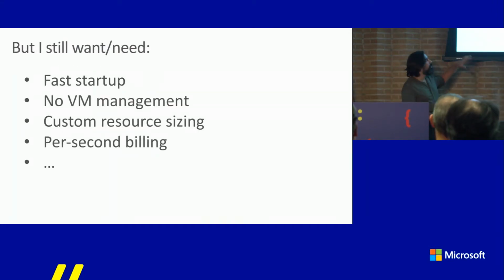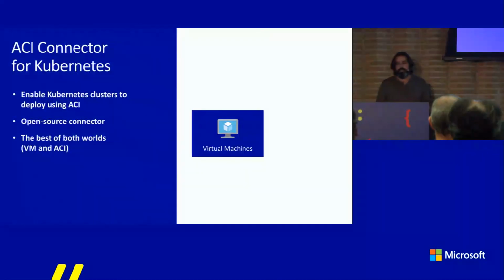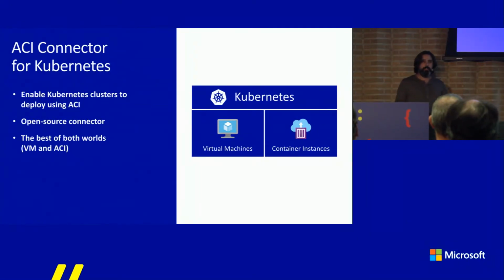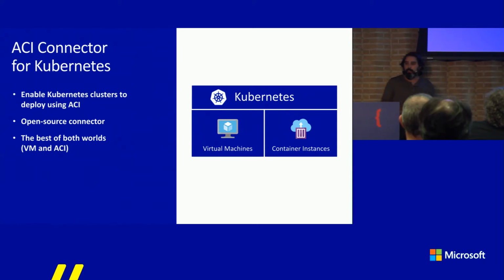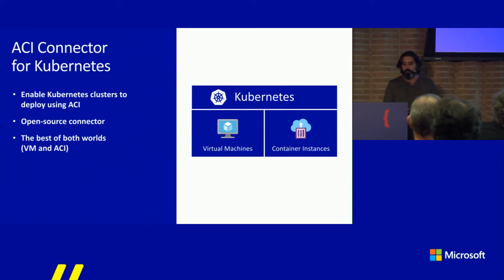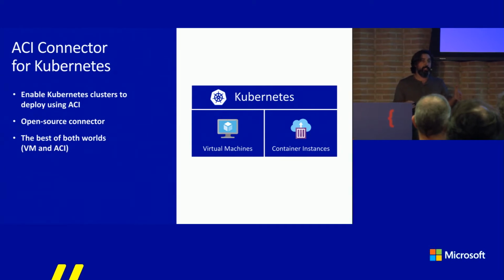So if you still need all this stuff, but you want the flexibility of ACI, so per second billing, no management of virtual machines, and fast startup, then you may look at something that we call ACI Connectors, Azure Container Instance Connector. There is one now on GitHub that is for Kubernetes. We probably won't develop a bunch of those. We would like other partners to develop those. But we have one that works with Kubernetes, and I can show you why and how it works.